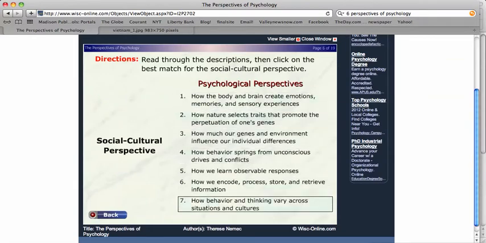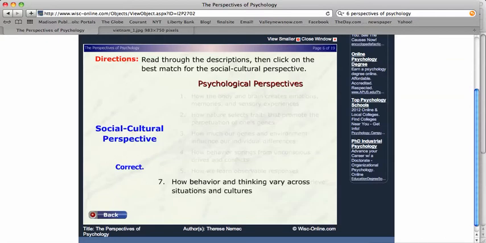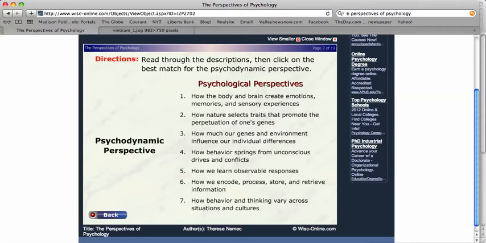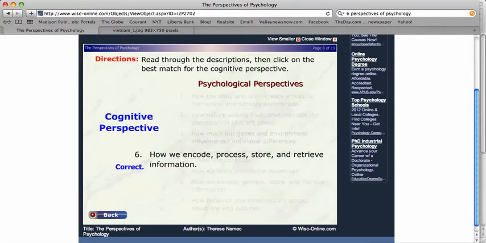Sociocultural, I'm going right down: how behavior and thinking vary across situations and cultures. That was pretty easy. Psychodynamic, I told you the unconscious and conflict are the two key words, and we had that: how behavior springs from unconscious drives and conflicts. Cognitive perspective, we're getting down there now. We already did this one, we did that one. How genes and environment, I don't think it's that. How we encode, process, store, and retrieve information. I'm going with it.